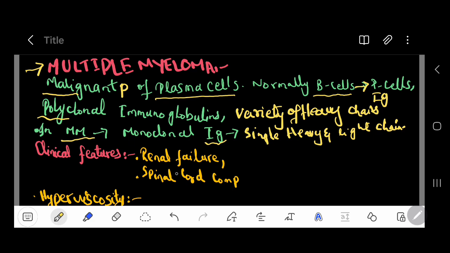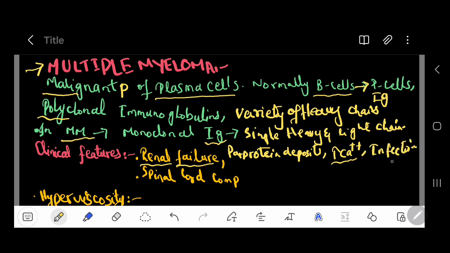What are the clinical features of multiple myeloma? You will see renal failure due to paraprotein deposition in the kidneys, due to high serum calcium because bones are destroyed and calcium is released in the blood, due to infections because of non-functional immunoglobulins, due to use of NSAIDs because when bones are fractured, NSAIDs are used for pain relief, and due to deposition of amyloid.